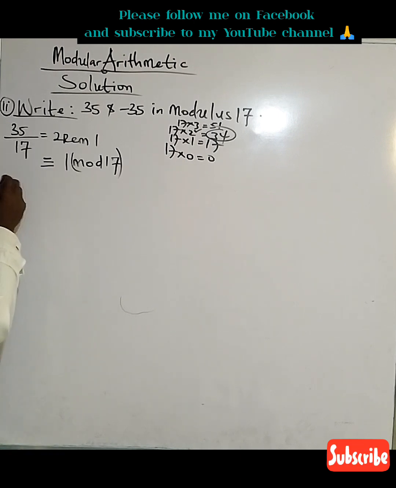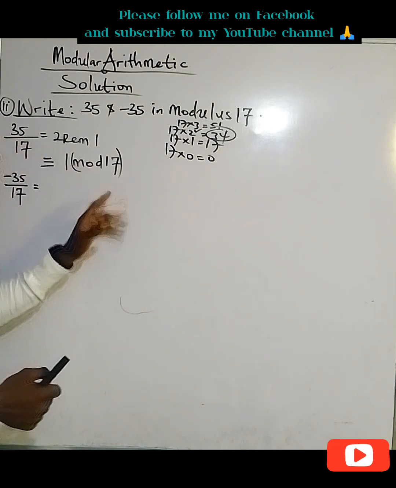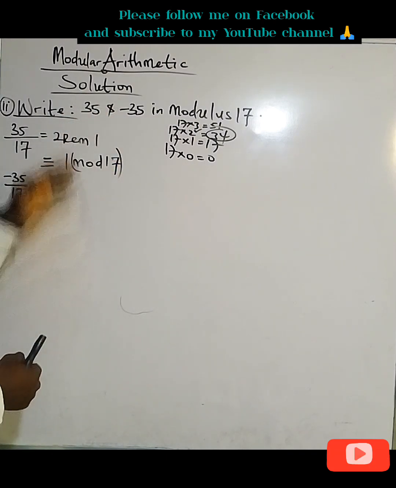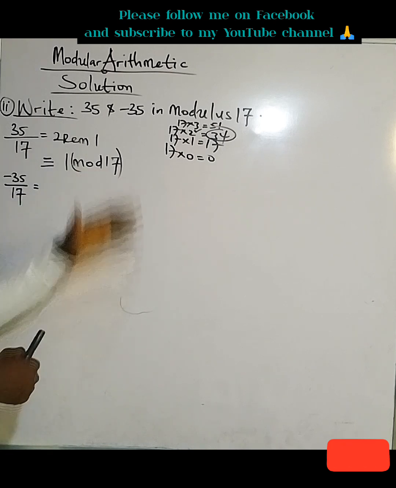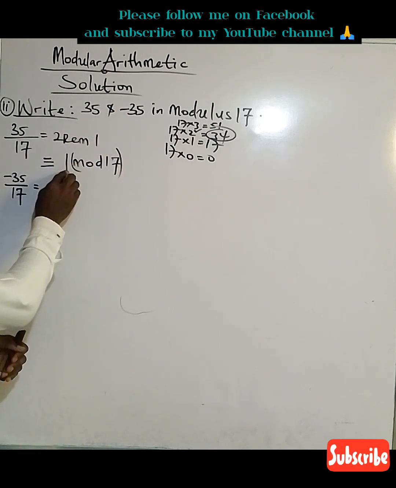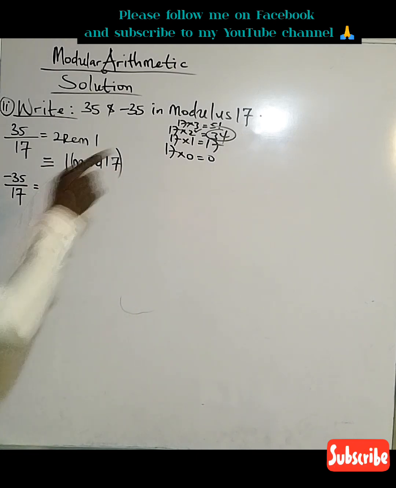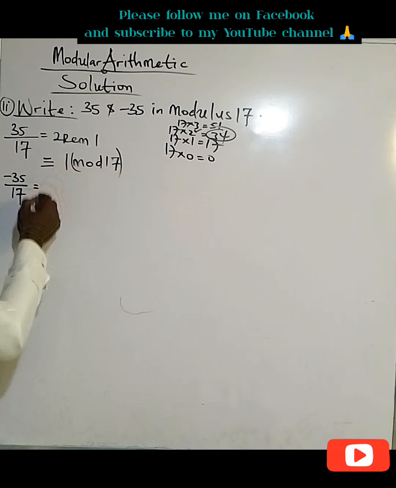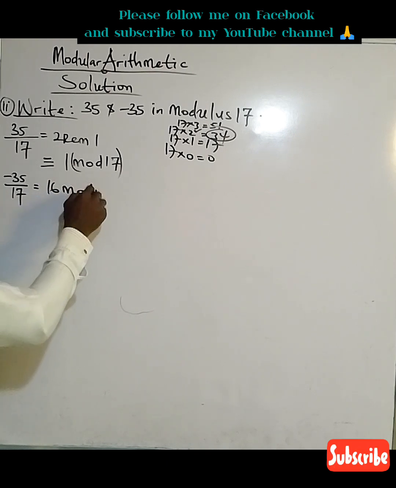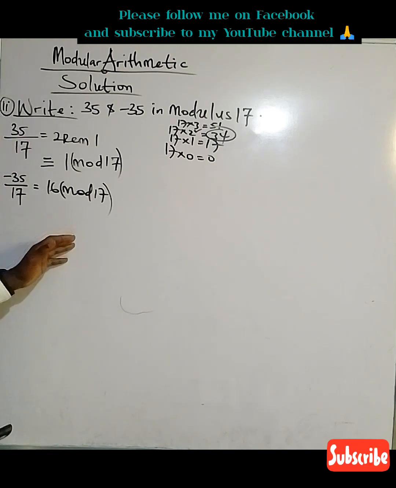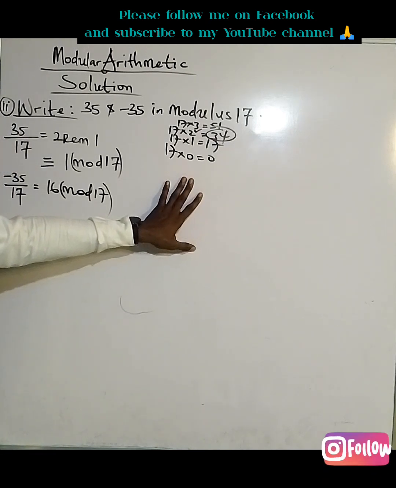So how do we write minus 35 in modulus 17? Now, I showed you a method. Once you get one of them, don't forget this is 35 and that is 35, but the difference is the signs. This is positive 35, this is negative 35. We've gotten the positive 35 to be 1 modulus 17. So for us to get the negative 35, you just take this remainder and subtract it from the modulus, then we've gotten our result. So minus 35 written in modulus 17 would be 17 minus 1, which is 16 modulus 17. That is our result, as simple as ABC. If you try to use the long method, you're going to get the same thing.